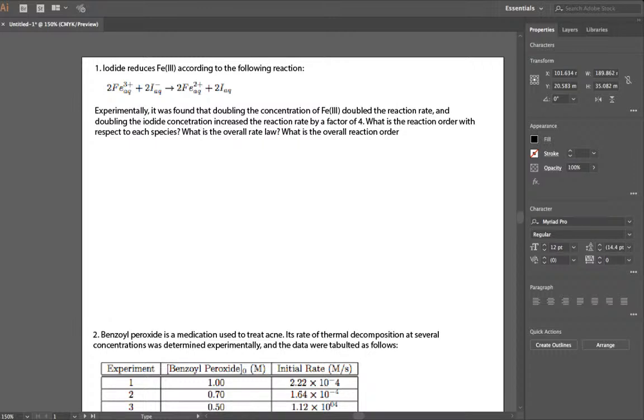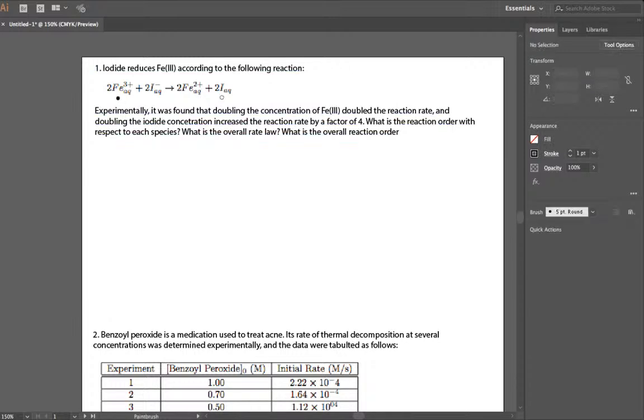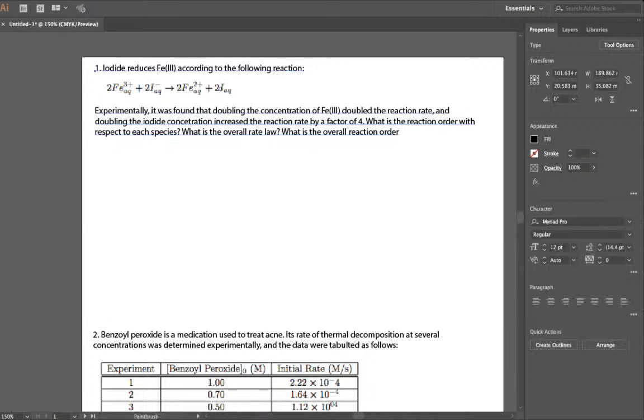Okay, iodide reduces Fe3+ according to the following reaction. 2 Fe3+ plus 2 iodide in aqueous solution would react into 2 Fe2+ and iodine. This one here is iodine.